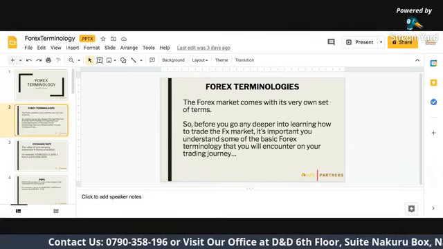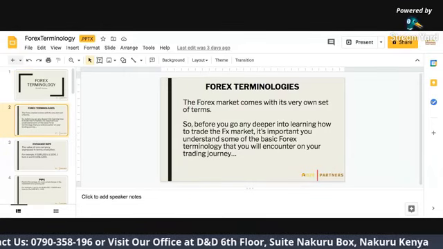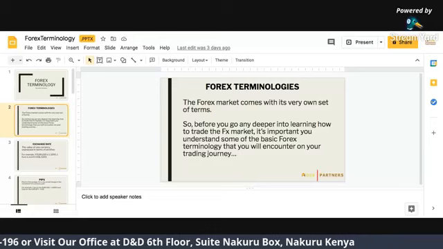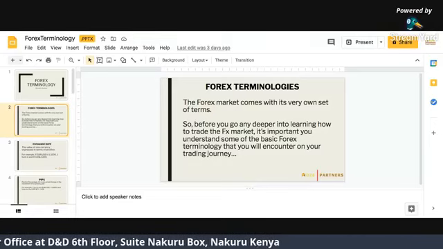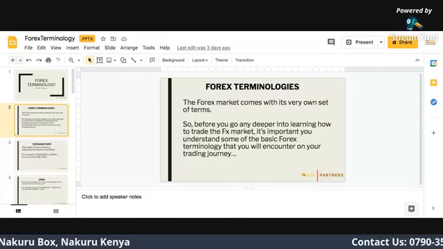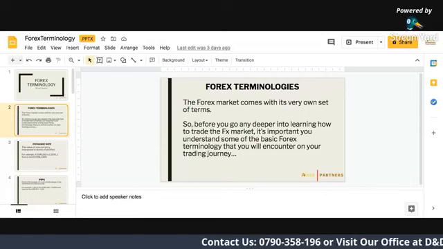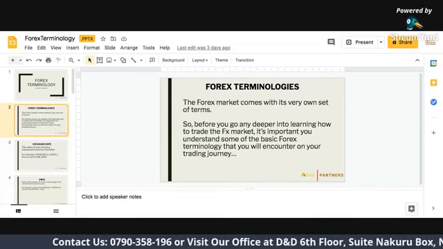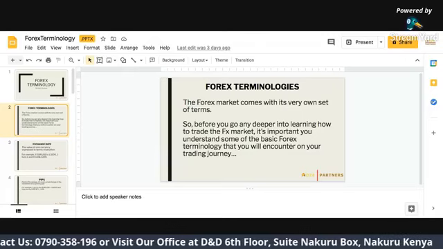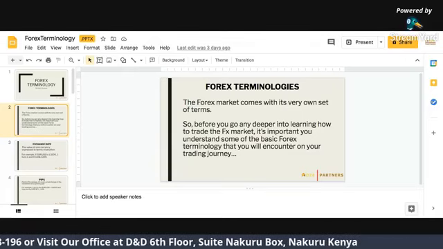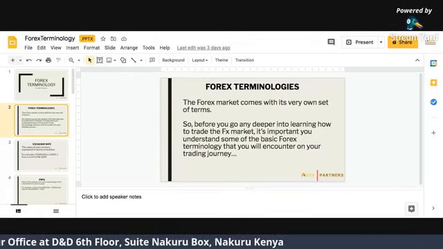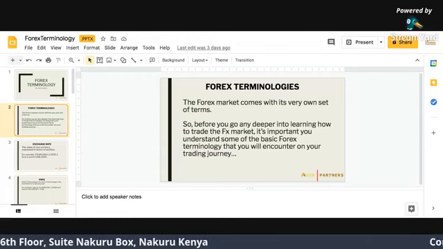The forex market comes with its own terms, just like any other business has its own terms. So before you get deeper into trading, it's best that you learn these terminologies that you'll encounter in your trading journey.